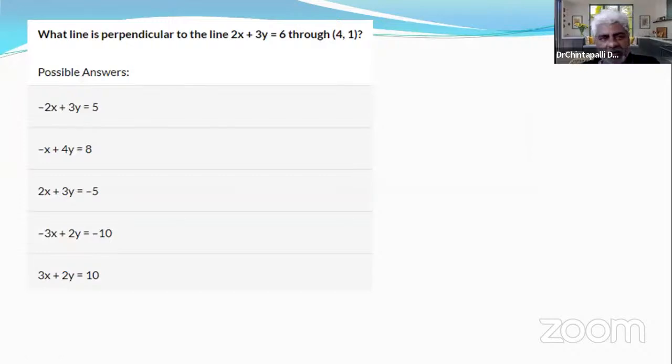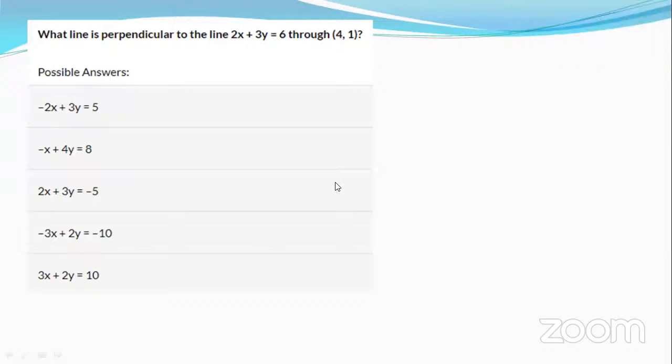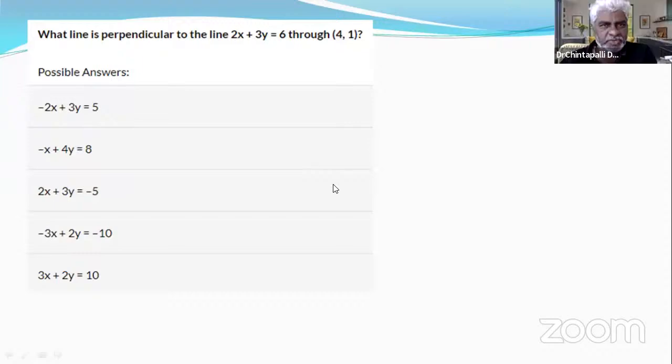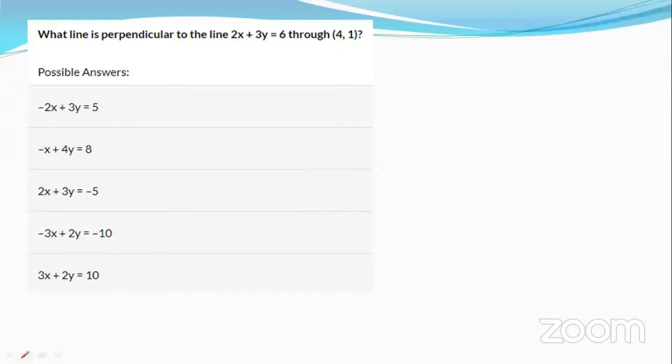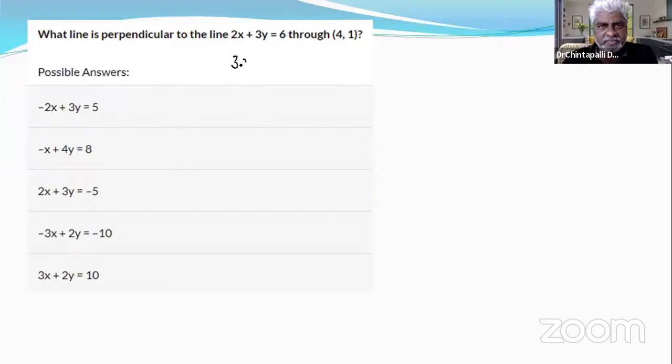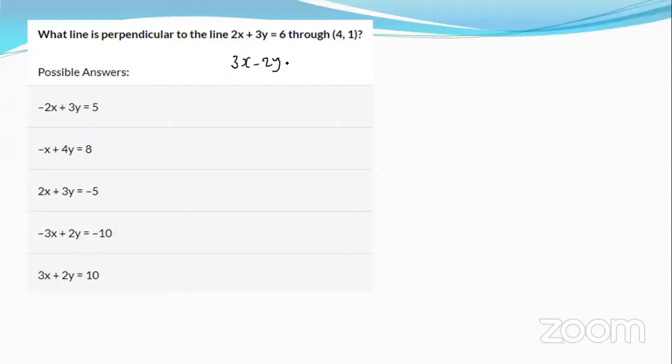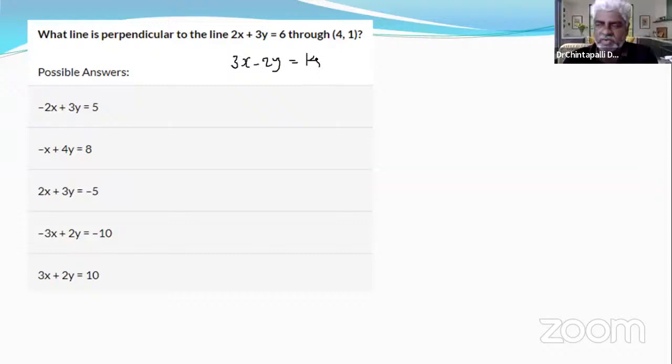You are telling me you have much grip over this concept. What line is perpendicular to the line 2x minus 3y? So the slope is minus 2 by 3, so that should be 3 by 2. I told you one trick also to find the perpendicular line: just interchange the x and y coefficients and change the sign on one side. It will be 3x minus 2y equal to some constant k, whatever it is.